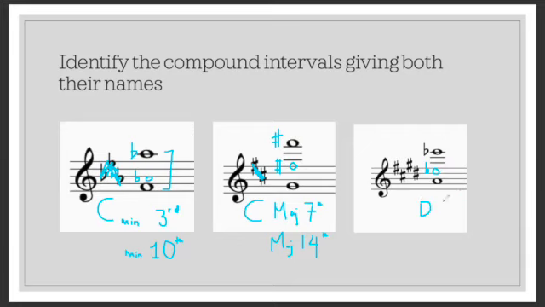But because that is bigger than an octave, that's a compound diminished fifth, or a diminished, we add 7, diminished 12th. So those are your two names.